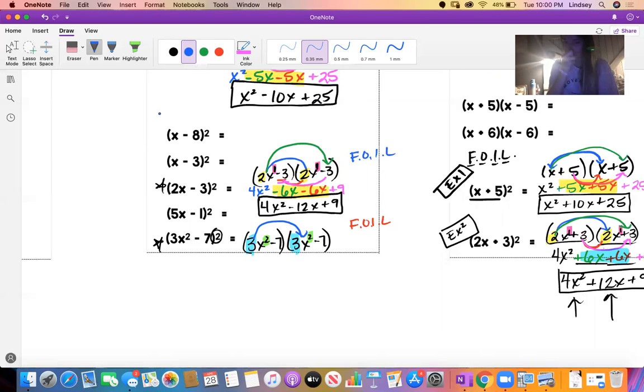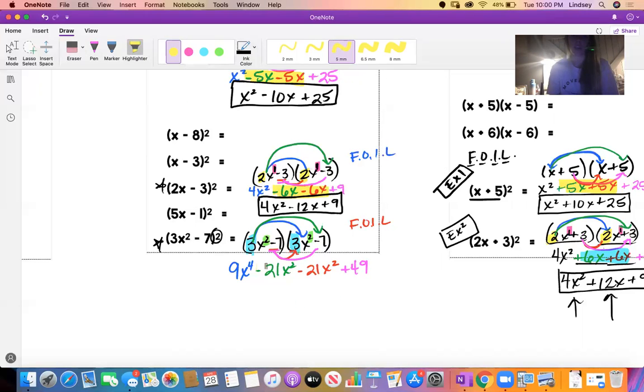All right, so 3 times 3 is going to give me 9x. X squared times x squared is going to be x to the 4th, because remember we add the exponents. All right, next we have first outer, so we have 3x squared times negative 7, which would be negative 21x squared. All right, then we have inner, which is negative x times 3x squared. So that's going to give me negative 21x squared. And then last, we have negative 7 times negative 7, which is a positive 49.